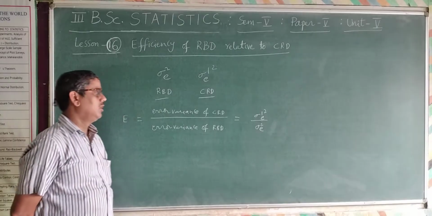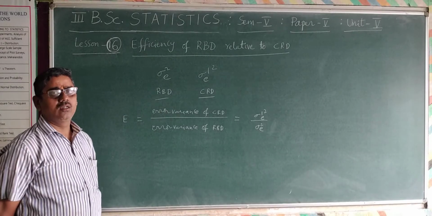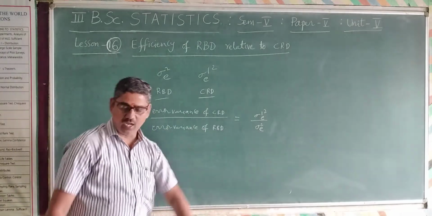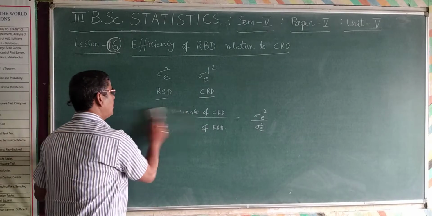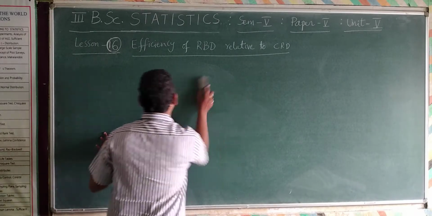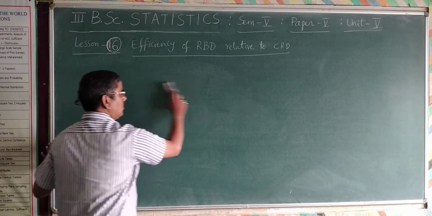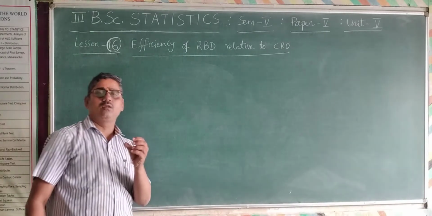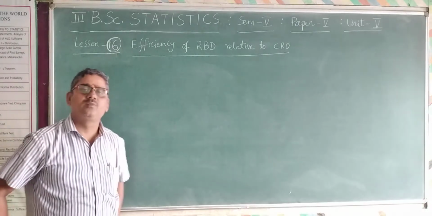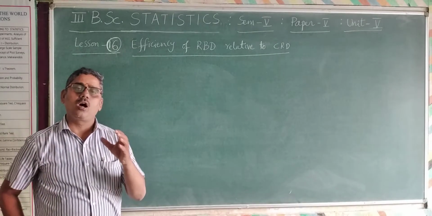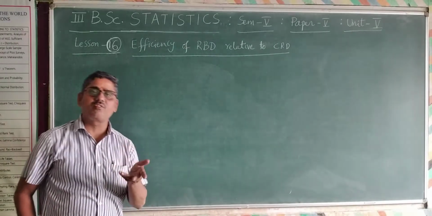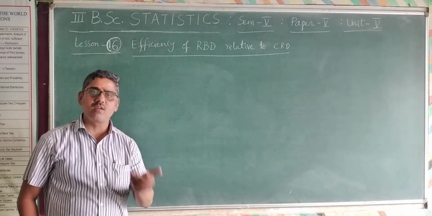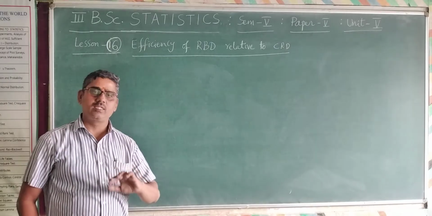So in the calculation of efficiency, we have to get this result, for which I consider the ANOVA table of CRD and RBD, the particular contents I require. I consider RBD and CRD with the same number of treatments. One experiment is conducted; the same kind of experiment is conducted in CRD and RBD.